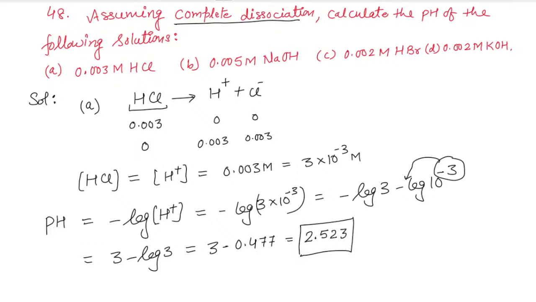So this is the pH of the solution. Am I right? Yes, beta. Is it okay? Three minus 0.477, so 2.5 to 3. Okay, now B part.